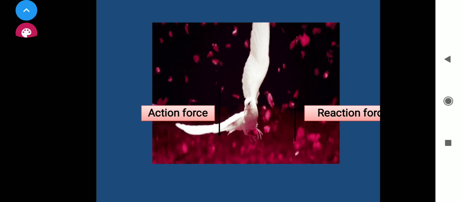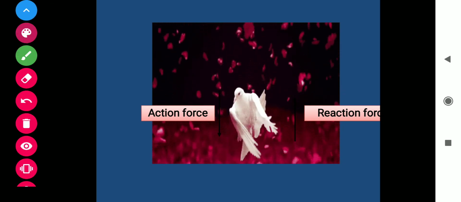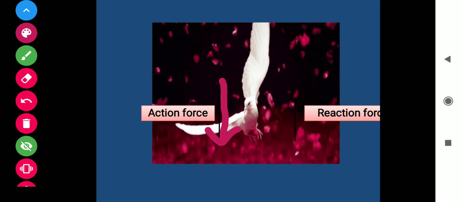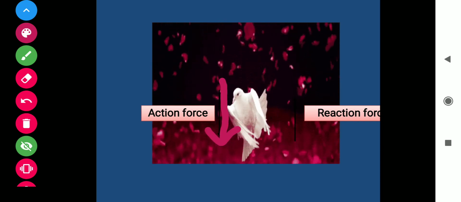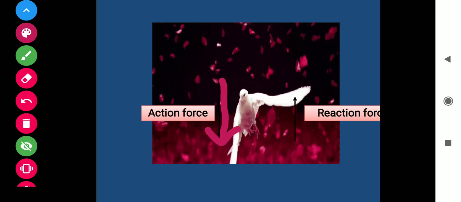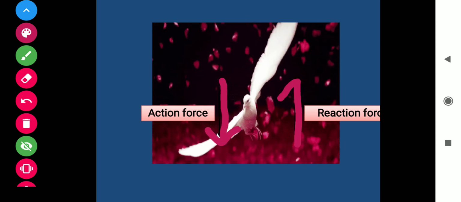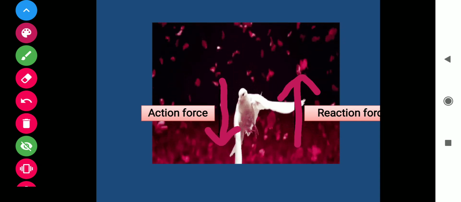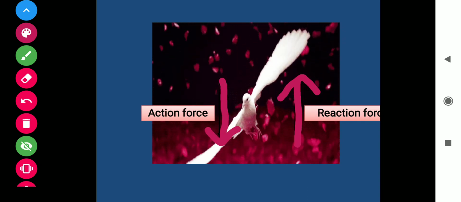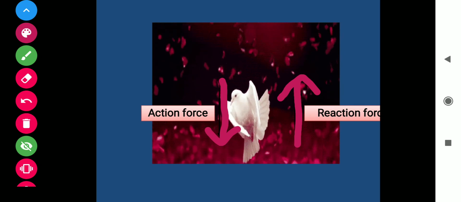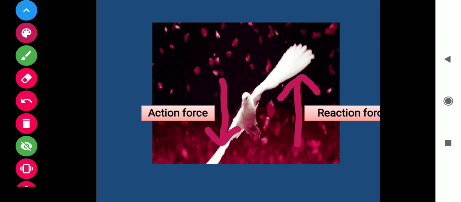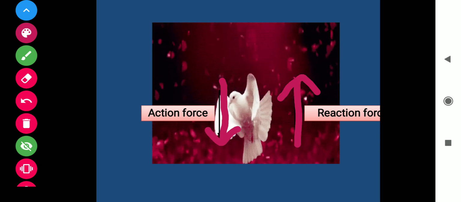In the picture, I think you cannot see clearly. Here is the action force exerted by the bird's wing and this is the reaction force exerted by the air causing the bird to fly, and both the action and reaction forces occur at the same time, act simultaneously.